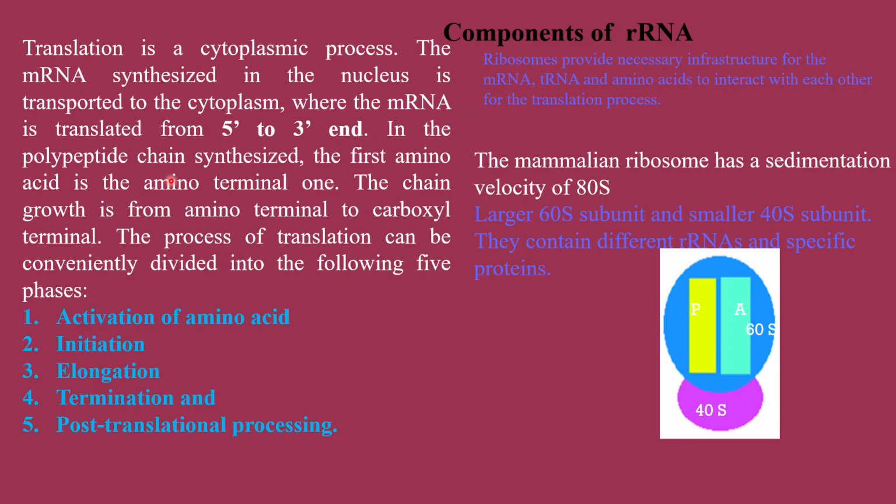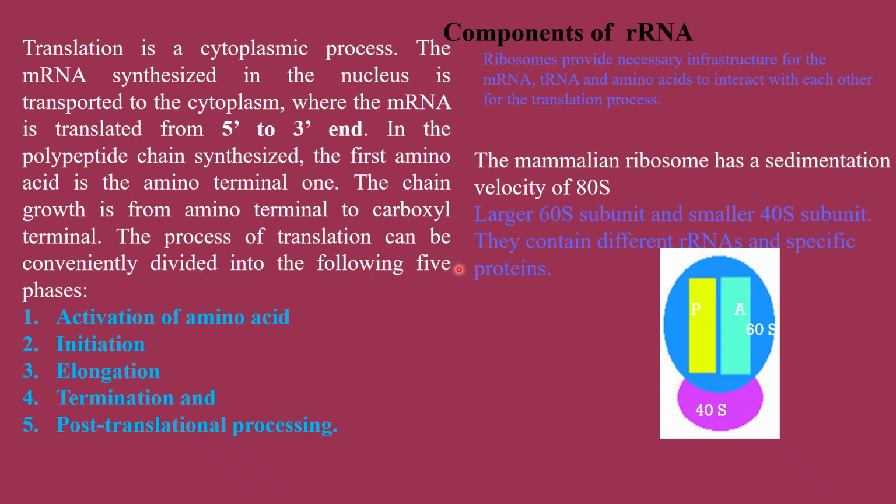Then let's move on to the translation process. It is a cytoplasmic process. The messenger RNA is synthesized in the nucleus, and now it comes to the cytoplasm, where the messenger RNA is translated from 5' to 3' end. It is read over the ribosome in a manner from 5' to 3' end. In this process, the polypeptide chain is synthesized, the first amino acid is the amino terminal one, and the chain grows from amino terminal to carboxyl terminal.